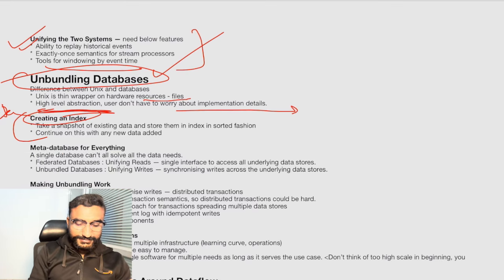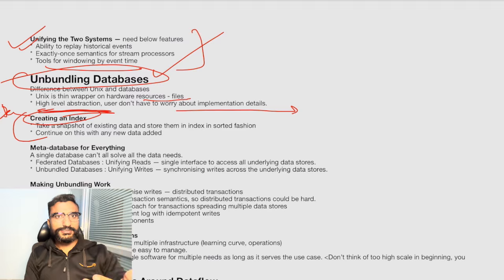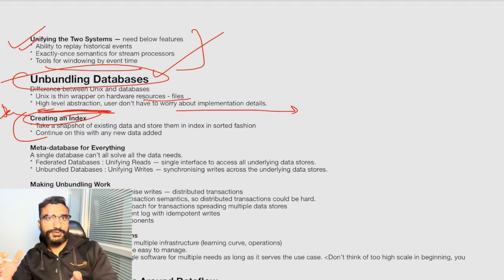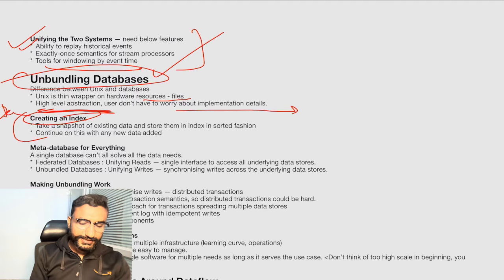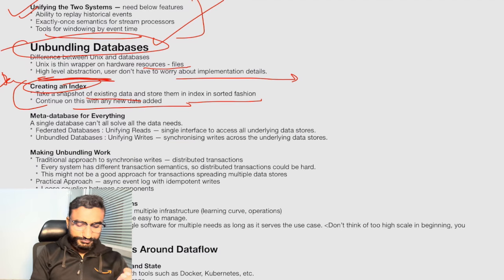Creating an index, this is a small topic which is there in the book. The idea here is, let's say you want to create the index for existing data. So your table is already there for that particular database, and now you want to create an index. What you do is take a snapshot of existing data and then store it in the index in a sorted fashion, whatever the indexing strategy is. Okay, so the data is stored, and then it is continuously computed for any new data which is added there.